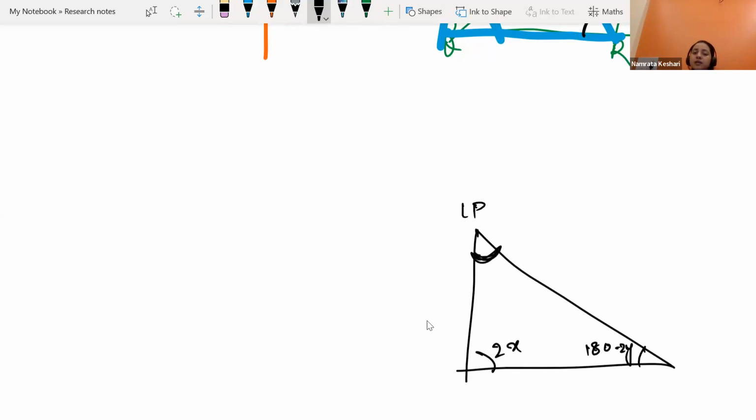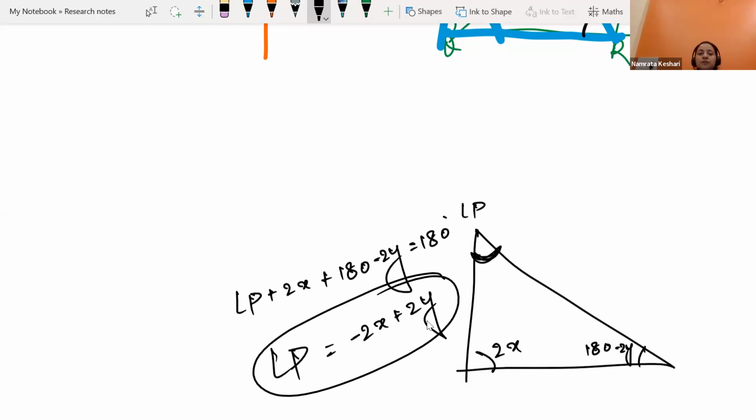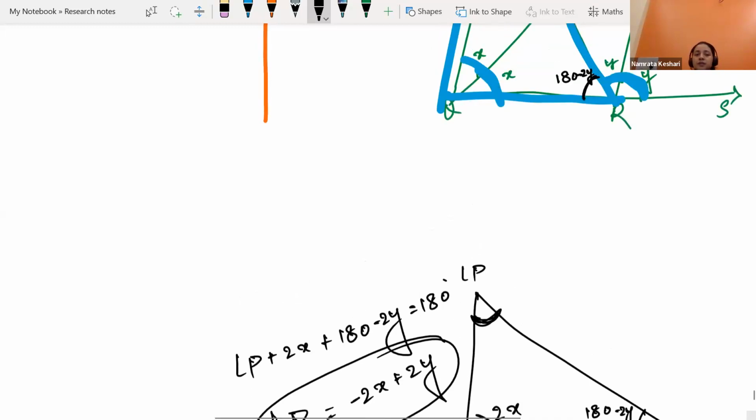Angle P plus 2x plus 180 minus 2y is equal to 180, right? So 180 will go to the other side, 2x will go to the other side. Are we going to have P as 2y minus 2x? Yes or no? Yes, ma'am. Everyone getting it? Yes, ma'am. Let's write it.